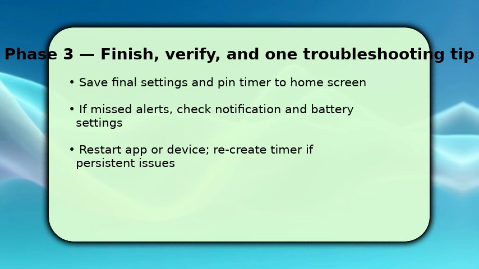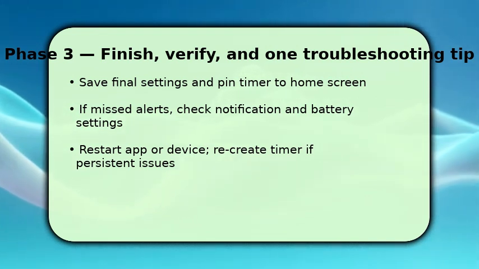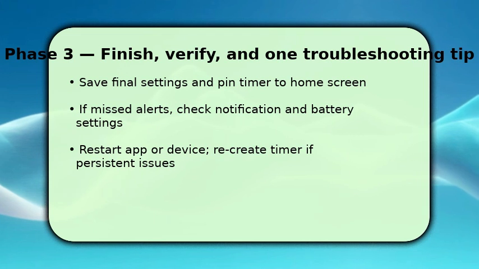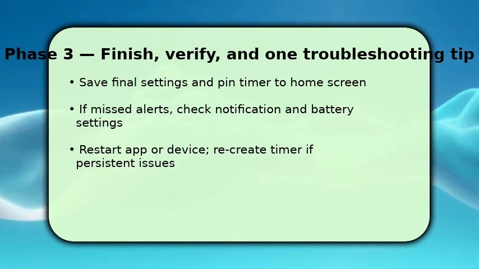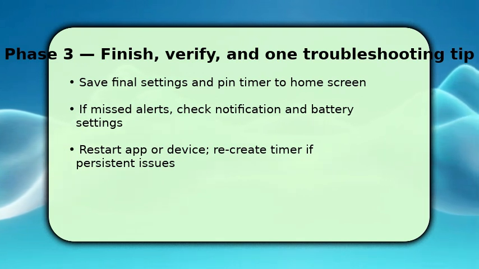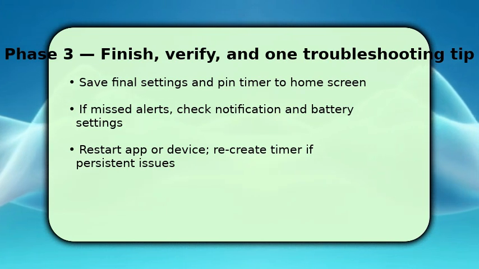If alerts are missed, first make sure Only Way is allowed to send notifications and is excluded from battery optimization. Then verify Do Not Disturb and sound settings. If problems persist, restart the app and your device. Recreate the timer as a last resort. This sequence resolves most issues, and if you follow it step by step, your timers will run reliably.